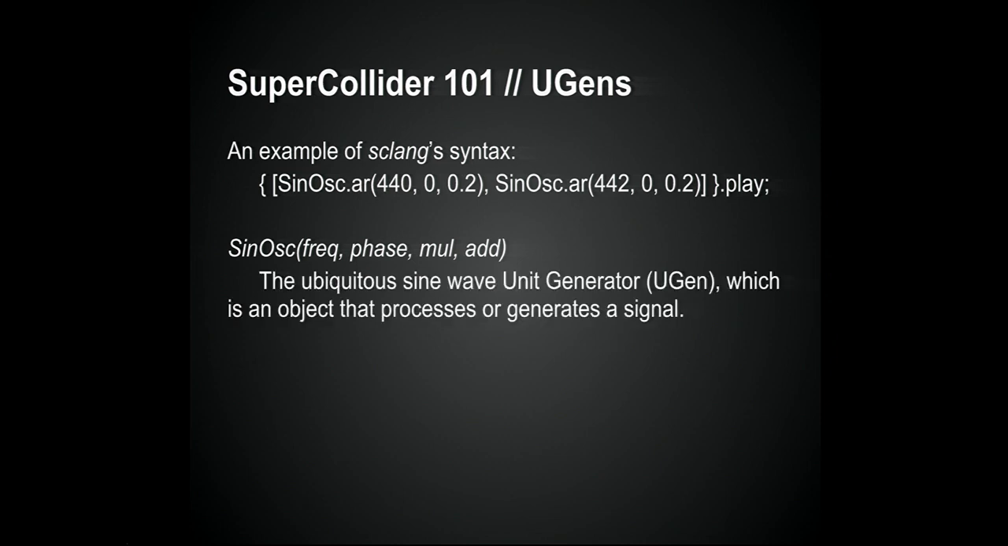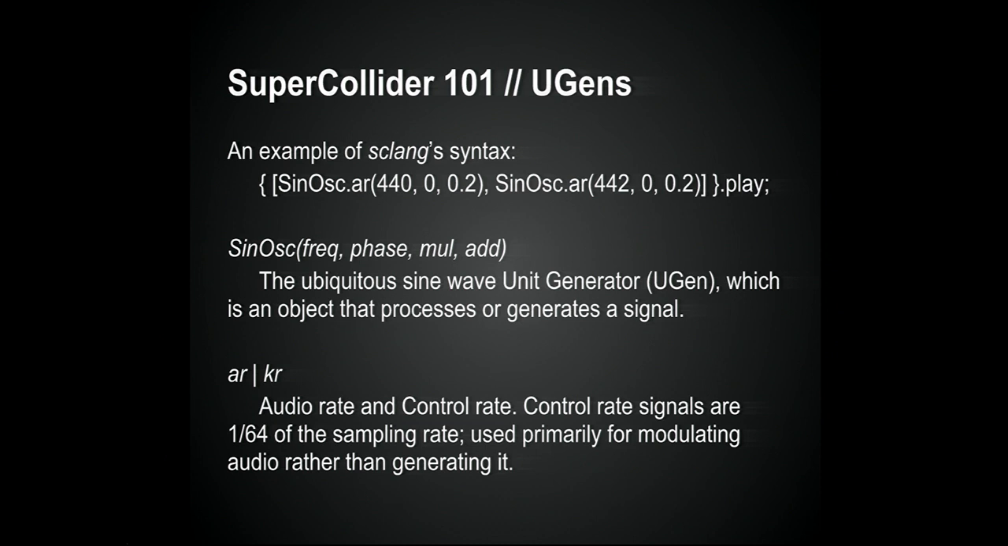A unit generator is anything that processes or generates a signal, and so it's not just audio. It can be used in a bunch of different ways. And you'll notice that we're not actually calling SinOsc, we're calling SinOsc.ar. AR stands for audio rate, and it has a complementary sibling called KR, which stands for control rate. I think it'd be CR, but it's KR. Control rate signals are sampled less frequently than AR, and so they're better suited for modulating a signal than generating audio.